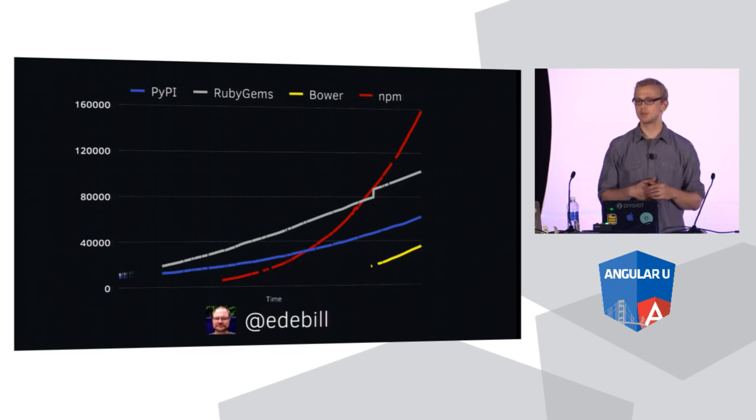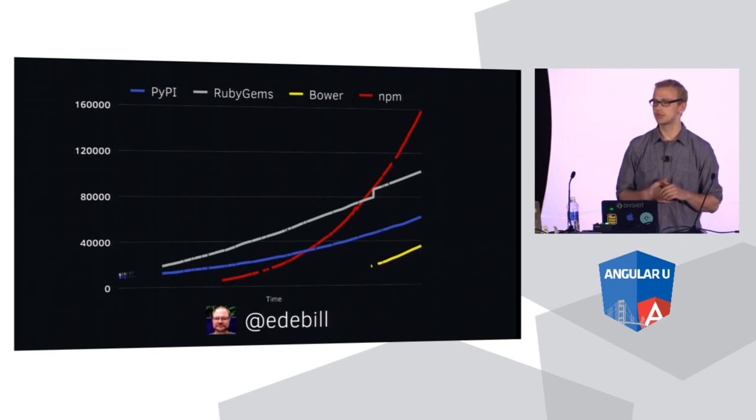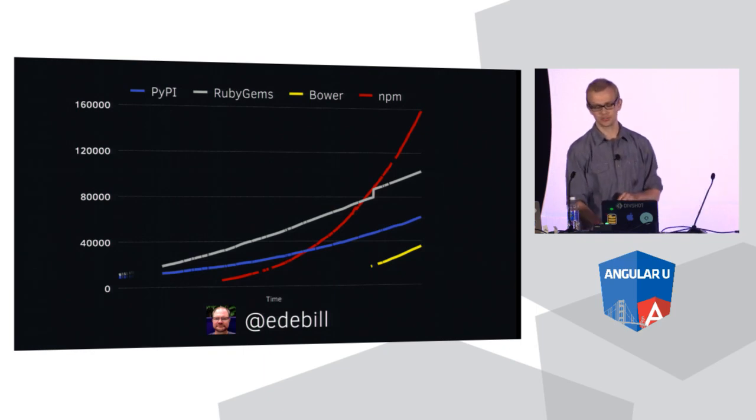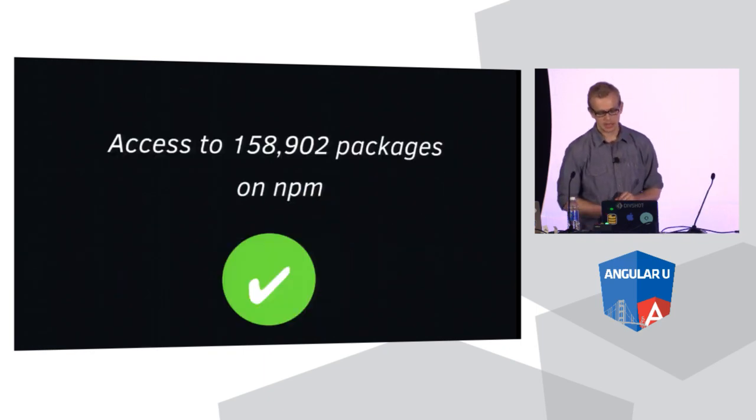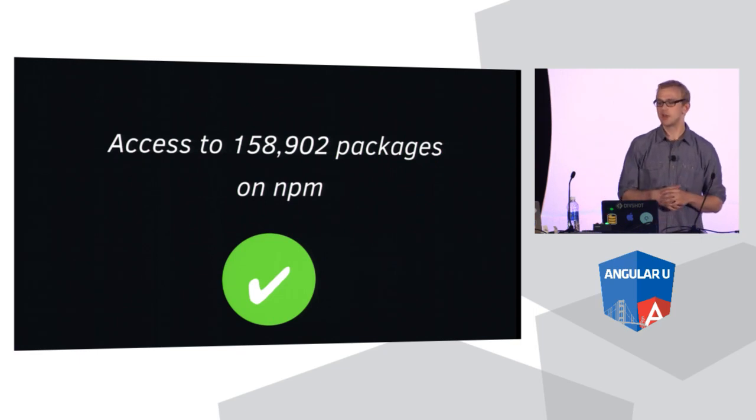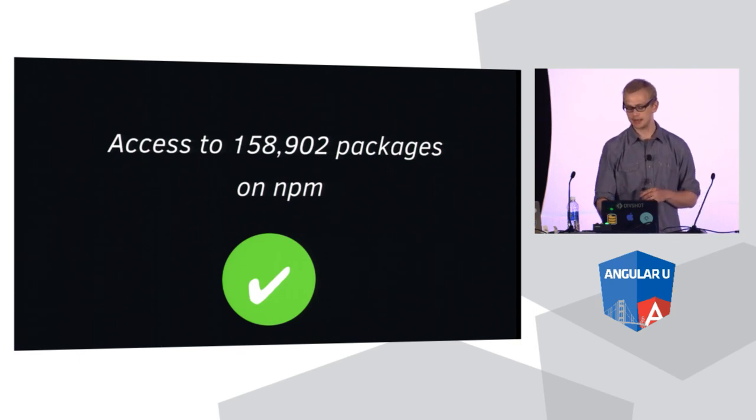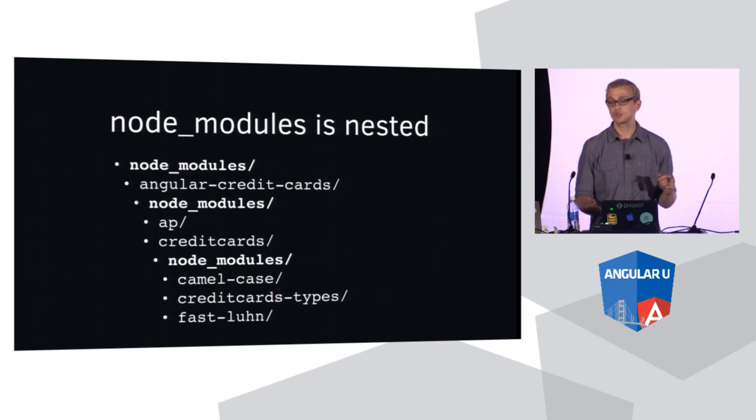And it's an ecosystem that's a bit different than Bower. It's an ecosystem of packages for doing everything from manipulating data to manipulating the DOM. You can put anything in NPM, and more importantly, NPM makes it really easy for you to install nested dependencies. So we have access to 150,000-plus packages on NPM, and it's easy. And those packages are nested.